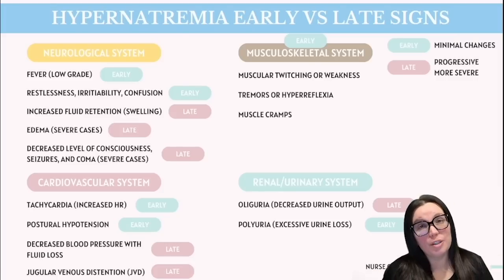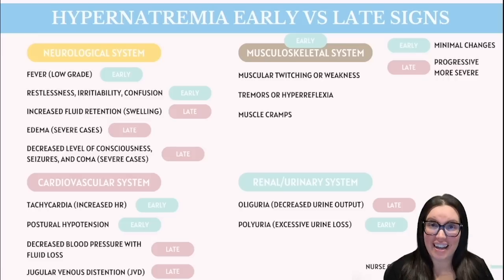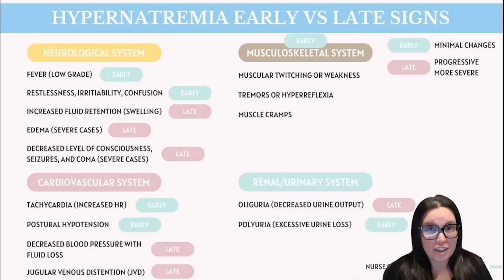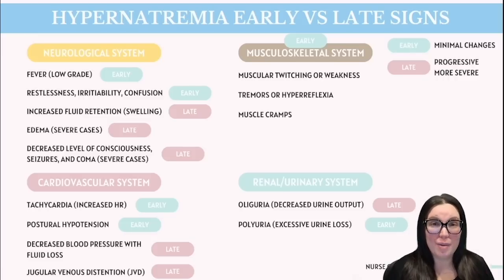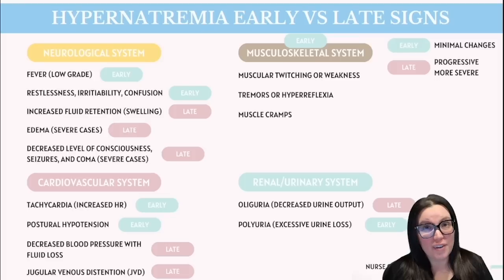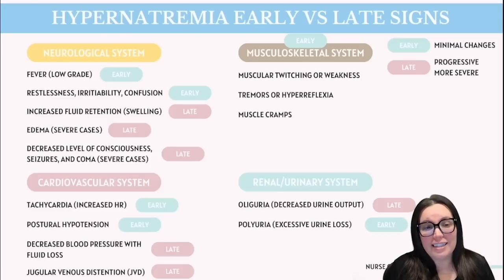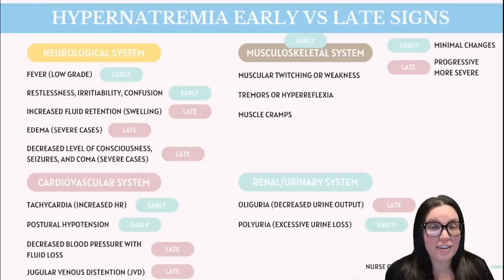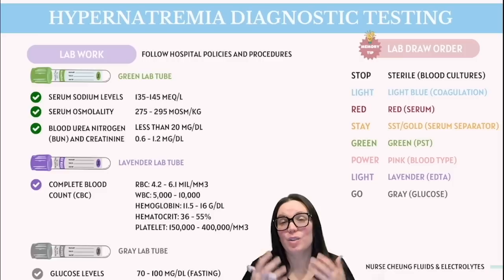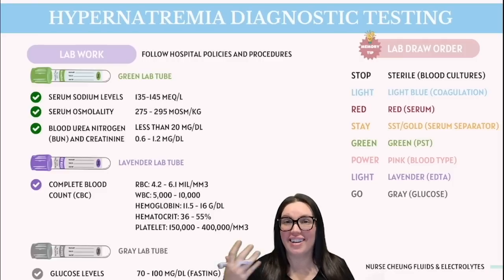But if things get worse, we can start to see those more late signs, including severe neurological effects like seizures and comas, more serious cardiovascular symptoms, including severe low blood pressure, as well as jugular vein distension. The kidneys are not going to be able to function appropriately, so you're going to see oliguria. Ultimately, these are going to be the late signs and conditions that are very critical and need immediate attention. So what are we looking at when it comes to diagnostic testing?